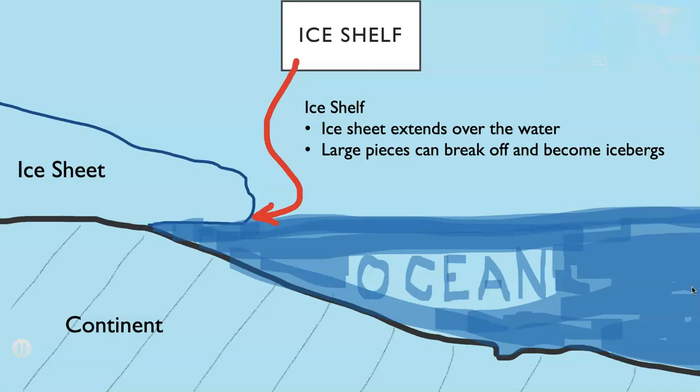Now we'll move on to another concept called an ice shelf. And this extends from an ice sheet, which again is on land, out over the water. So here is an extension of the ice sheet that's sort of floating. It's kind of being buoyed up by the water, but it is connected to the ice sheet on land. And large pieces of ice shelves can break off and become icebergs.